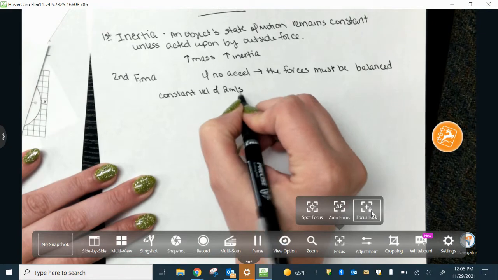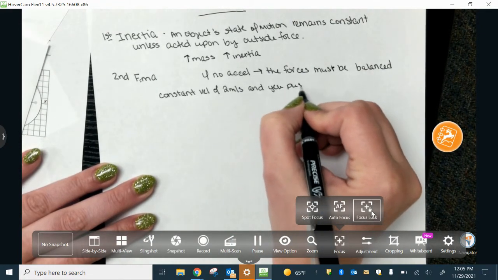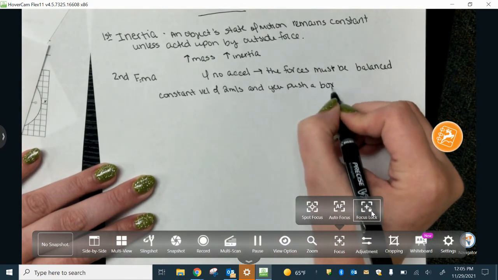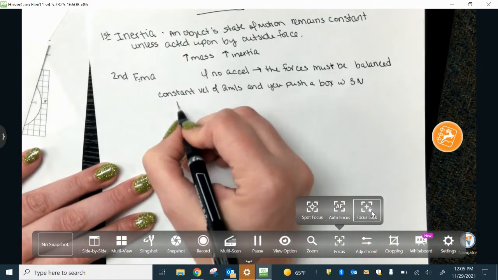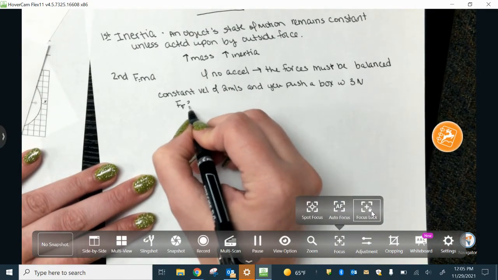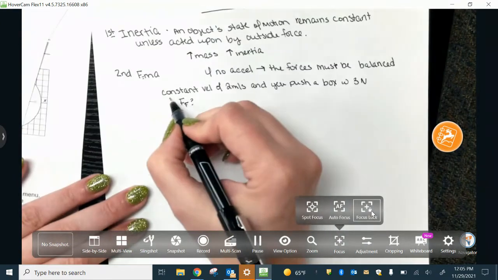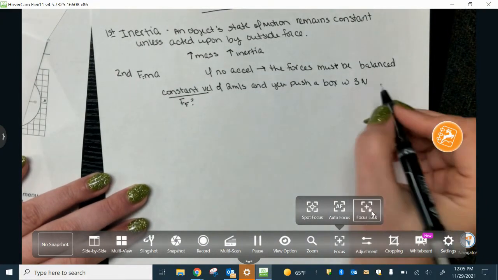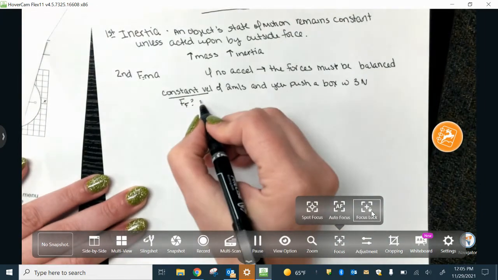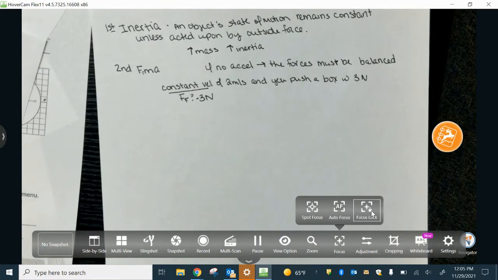So if you have a constant velocity, let's say 2 meters per second, and you push a box with 3 newtons of force, how much would that frictional force be? Because you have a constant velocity, that means you have no acceleration, which means it has to be balanced. So if you have 3 newtons pushing, you have to have negative 3 newtons opposing. They have to be opposite so that you have no acceleration.